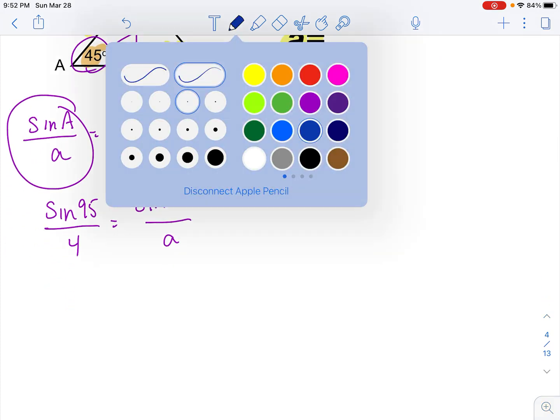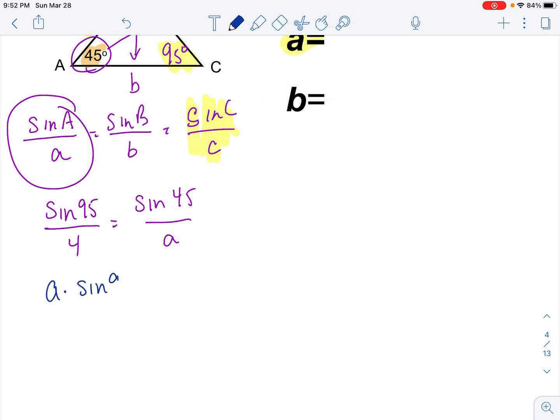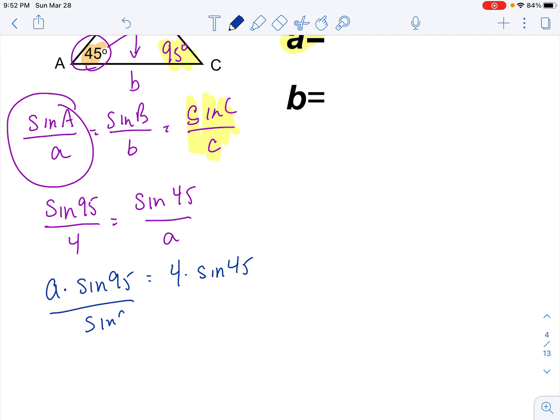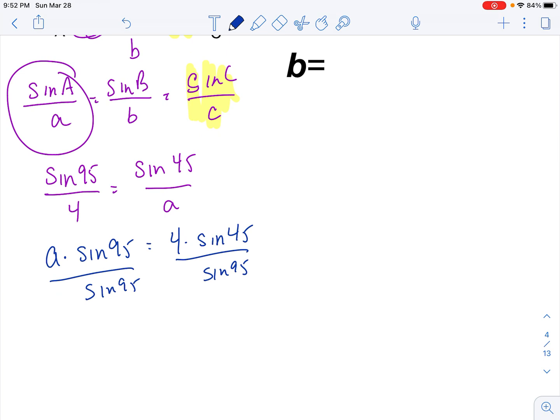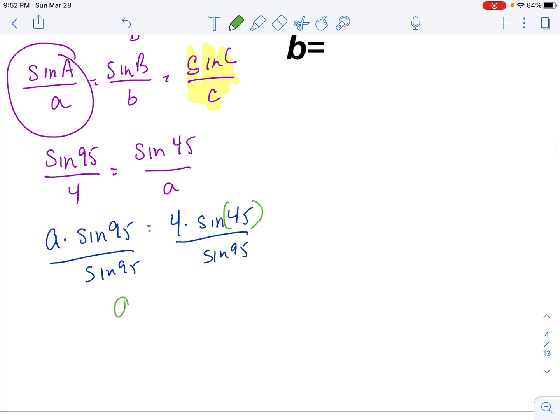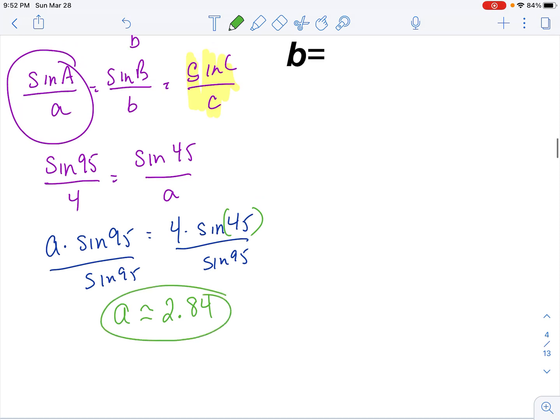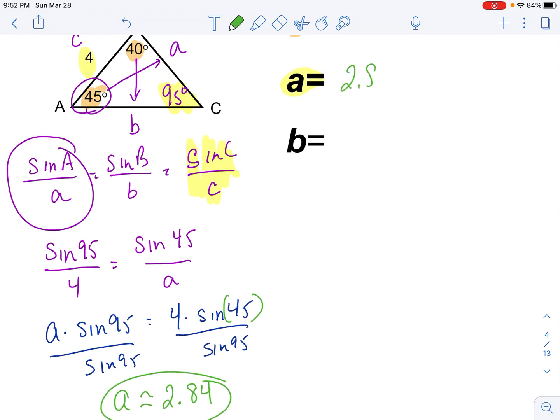Okay, so all we have to do here is cross multiply. So I get a times sine of 95 equals 4 times sine of 45. And then I just have to divide both sides by sine of 95. Okay, when we plug that into our calculator, please make sure that you close the parentheses. So I have to do 4 times sine of 45. Either hit enter or make sure you close the parentheses and divide by sine of 95. If I'm going to round to 2 decimal places, that gives me a value for a of approximately 2.84. So I know that a is approximately 2.84 if we round to the nearest hundredth.